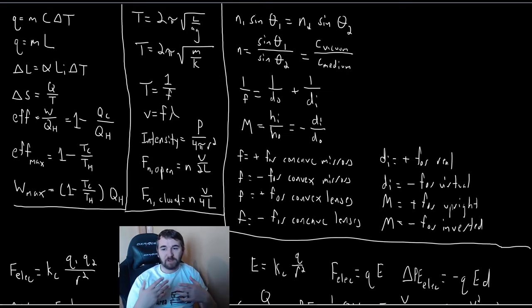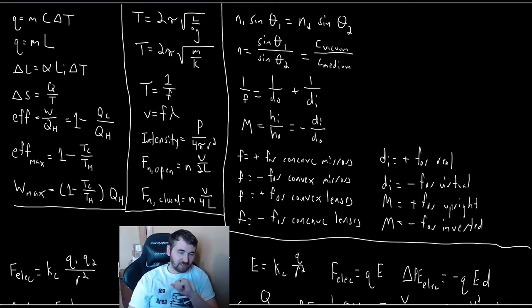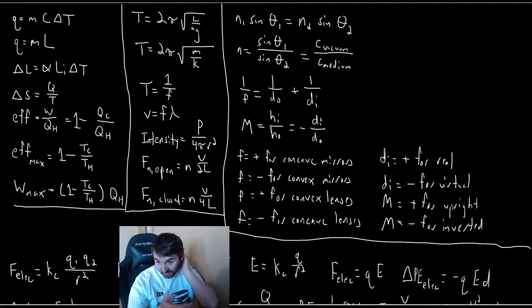1 over f, in this case f is the focal length, is equal to 1 over the object distance plus 1 over the image distance. So DO is object distance, DI is image distance.